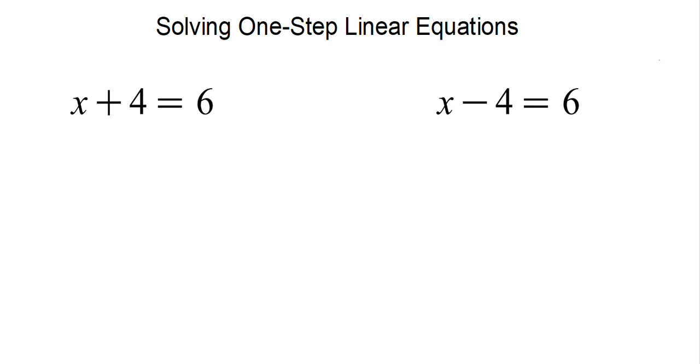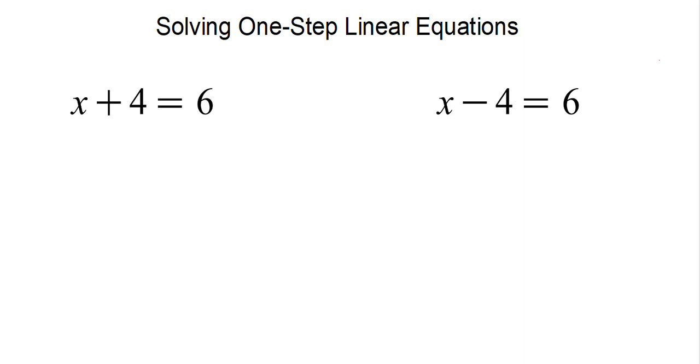So we have x plus 4 equals 6, which means that if I take some number and add 4 to it, I should get 6. Well, hopefully we can just see that that number is 2. But again, it's important to understand the algebraic process to solve it.